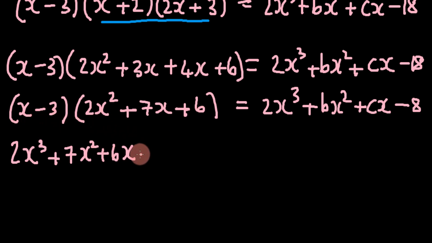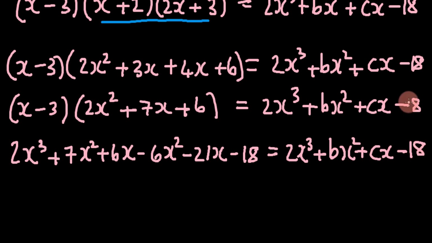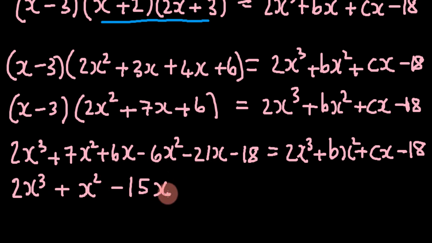Then negative 3 times 2x squared, negative 3 times 7x, and negative 3 times 6. And of course, we need a negative 18 here. Now we can add like terms on the left-hand side. So 7x squared minus 6x squared is 1x squared. 6x minus 21x is minus 15x. And of course, we have negative 18.